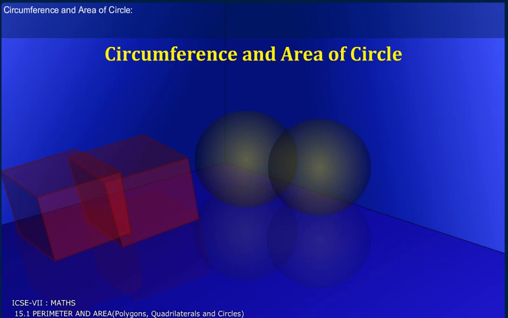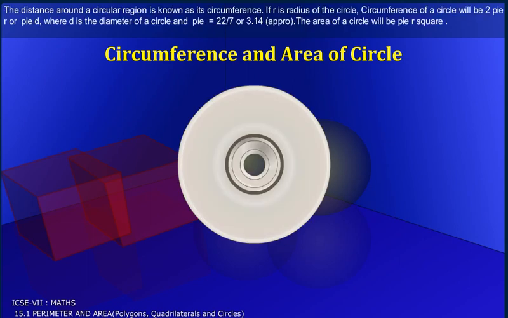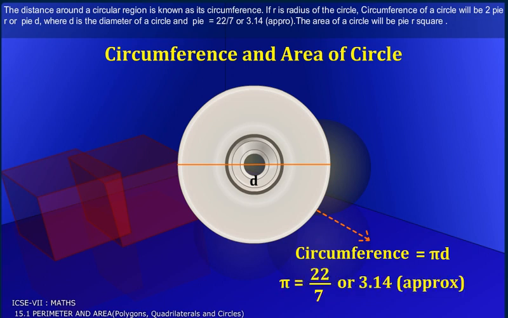Circumference and area of a circle. The distance around a circular region is known as its circumference. If r is the radius of the circle, the circumference of a circle will be 2 pi r or pi d, where d is the diameter of the circle and pi is equal to 22 by 7 or 3.14 approximately. The area of a circle will be pi r square.